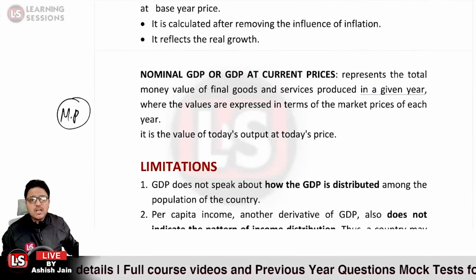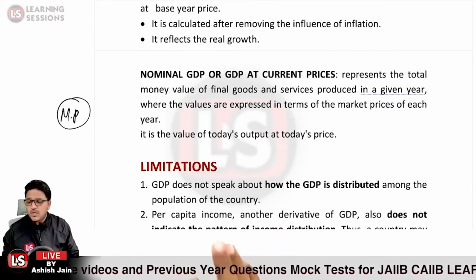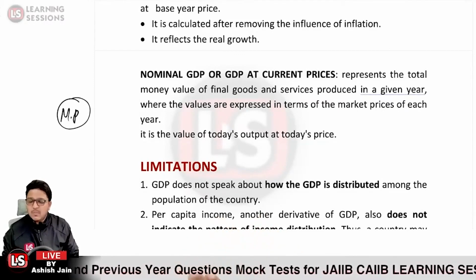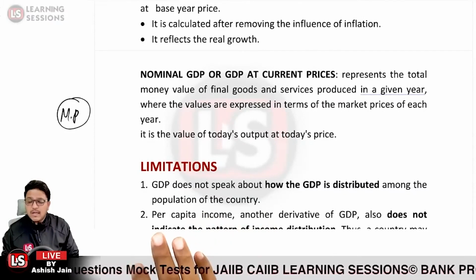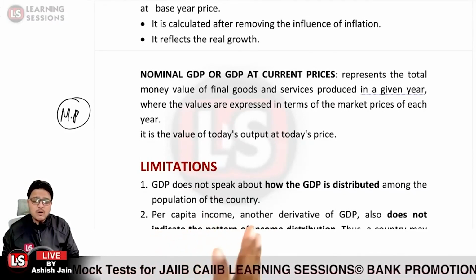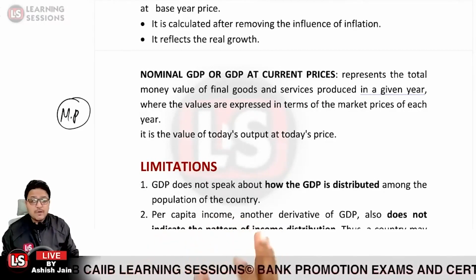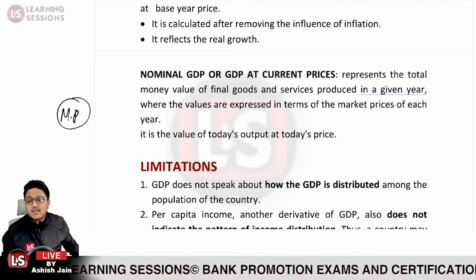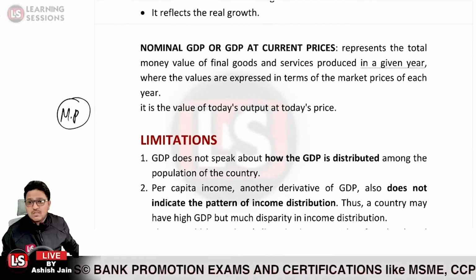So let us have a look at the limitations of the GDP. What are those? GDP does not speak about how GDP is distributed among the population. When we say a country has a higher GDP, we do not look at how the amount or production is distributed across the country itself. And further, per capita income, which is another derivative of the GDP, also does not indicate the pattern of income distribution.